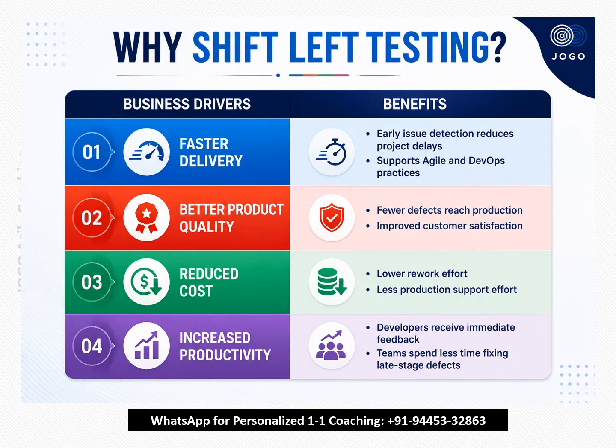The fourth benefit is increased productivity. Here the developers will receive immediate feedback, whatever the findings are throughout the project, and the team can spend less effort fixing bugs at the later stage. That means during the development testing phase itself, 90% of the defects will be captured. So when it goes to UAT, most of the bugs will already be identified and fixed, and in production we will have very few bugs, so the team can spend very little effort. That will increase the productivity. So for these reasons, we should go for shift left testing. Hope this is clear and helpful.